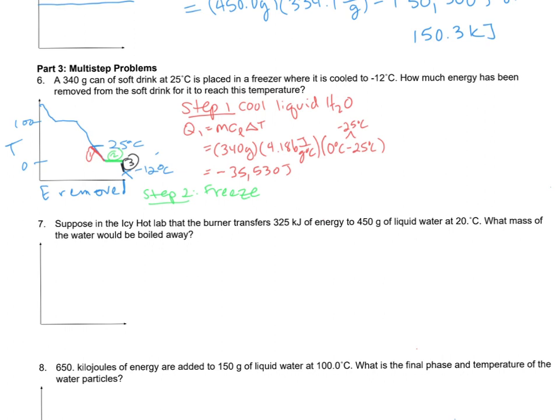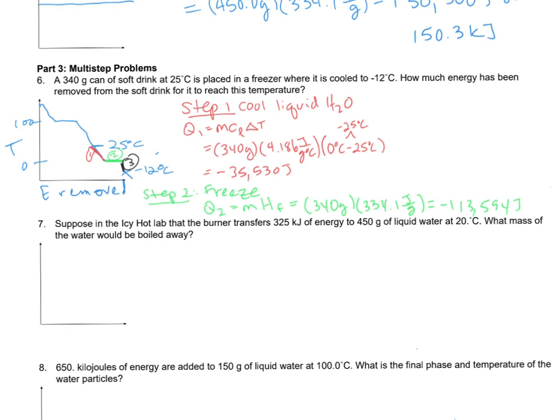And because I am freezing it now, I am not using Q equals MCΔT. I'm using Q equals mH, specifically HF for the heat of fusion for freezing. And the mass hasn't changed. It's 340 grams. And HF is a constant, 334.1 joules per gram. And so that ends up being negative 113,594 joules for step 2.